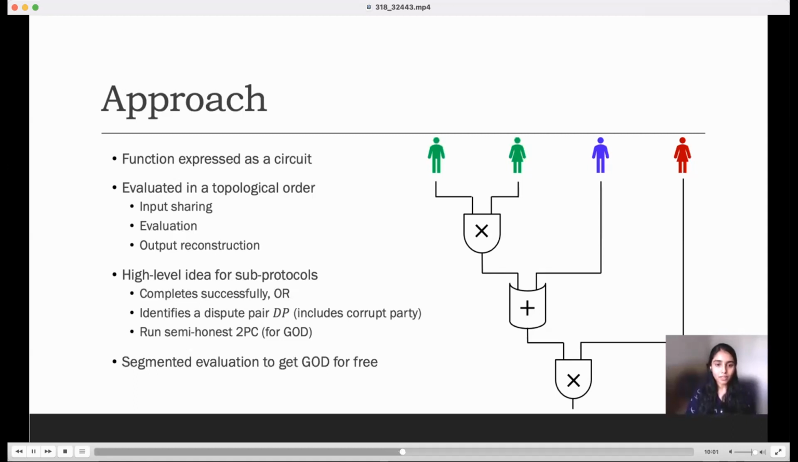Finally, in order to maintain the same online cost from the fair to the GOD protocol, we use the segmented evaluation approach, wherein we break down the entire circuit into chunks of segments which are evaluated sequentially.